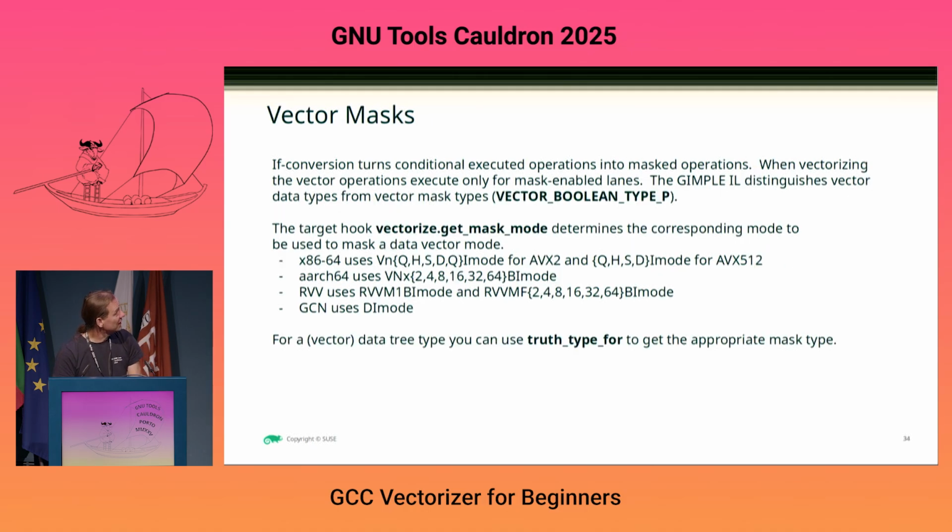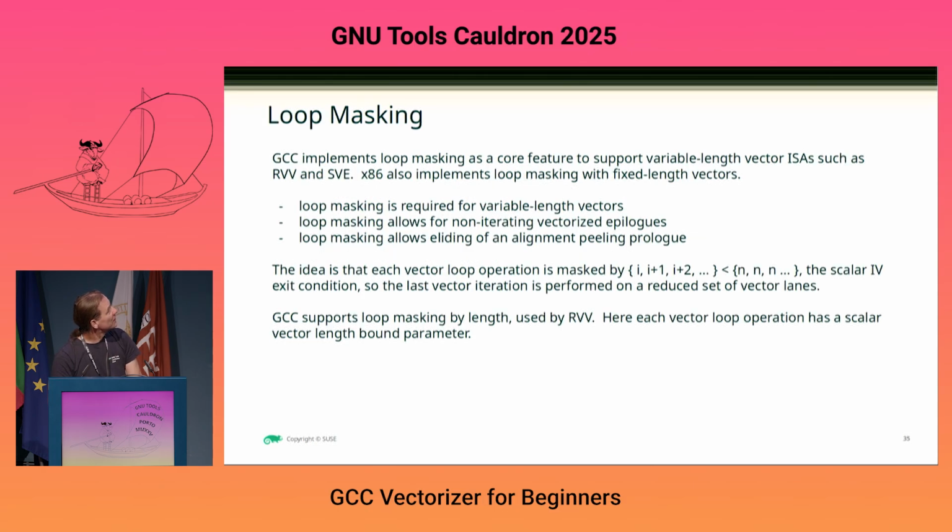Vector mask. I already talked about this. I will skip over this. Loop masking. So GCC can do loop masking. You can think of loop masking as predicating each vector instruction with a mask that's determined by the loop control condition executed in parallel for all the loop iterations in that vector iteration.